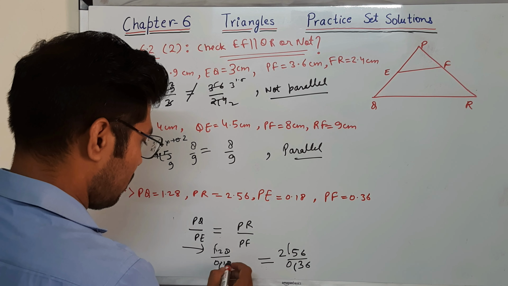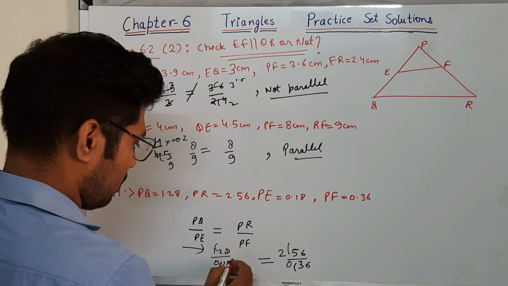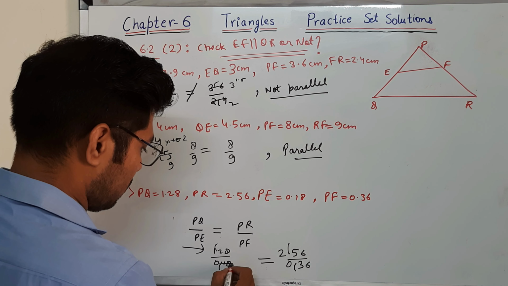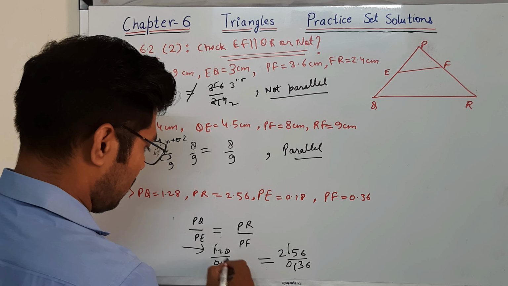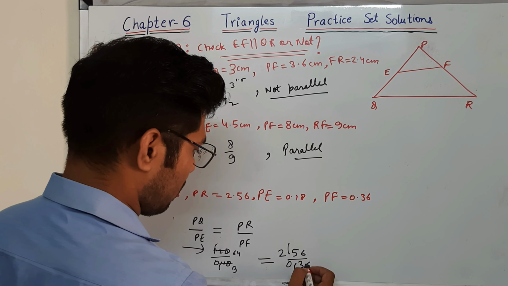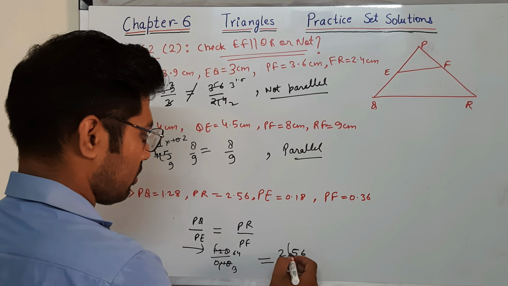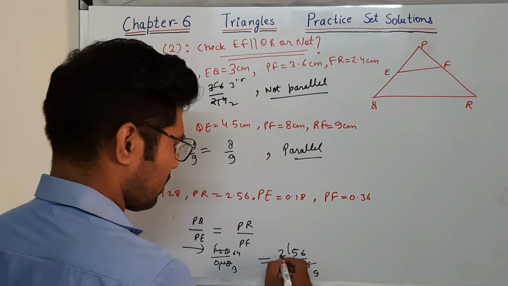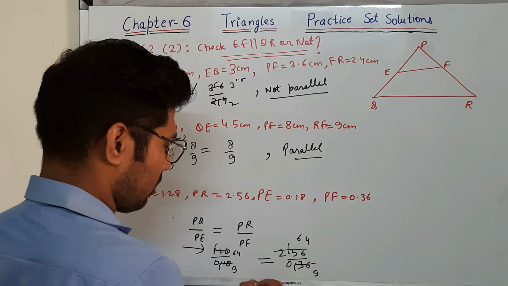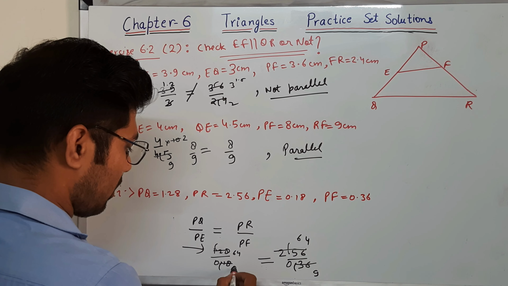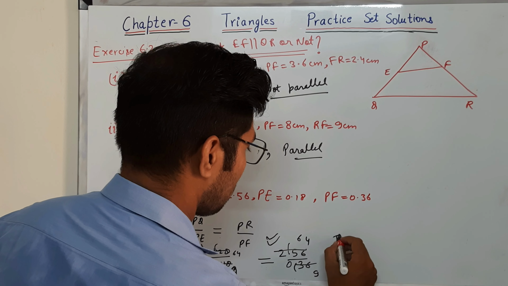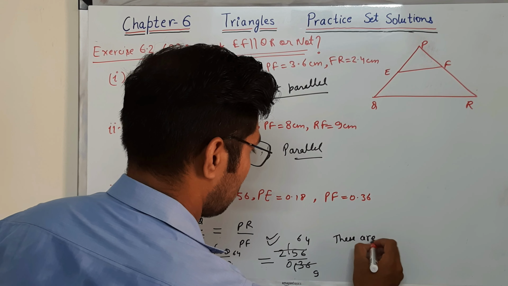Try to solve this one. Here you will get 64 upon 9, and here we also get 64 upon 9, so this is also the same, which means these are parallel.